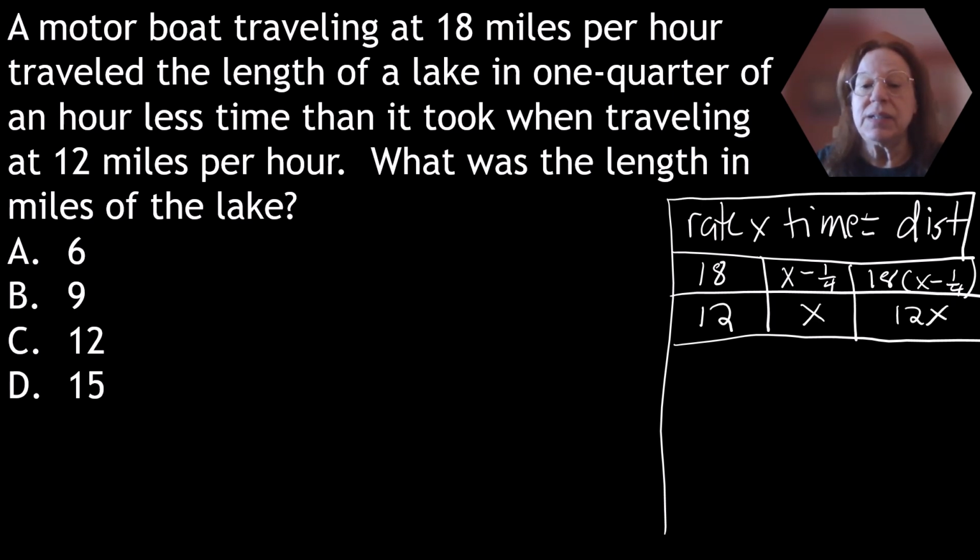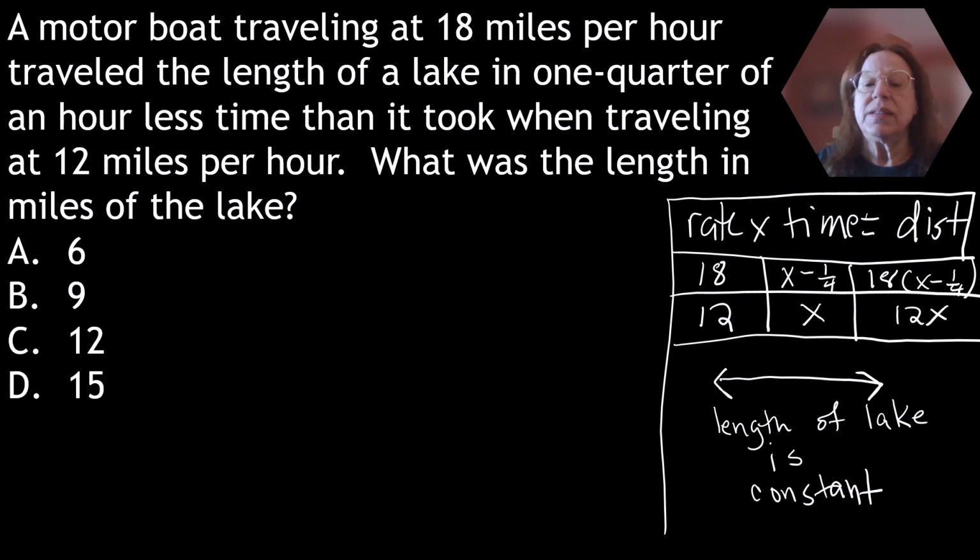And same thing with the other boat traveling at 12 miles per hour. That's the rate times x, which is 12x. Now, the thing that's constant is the length of the lake. So they want to know what is the length of the lake in miles.